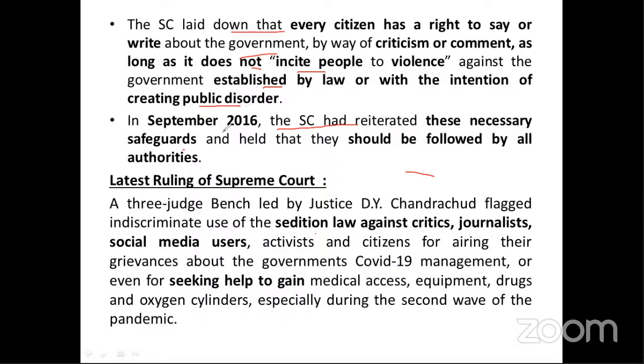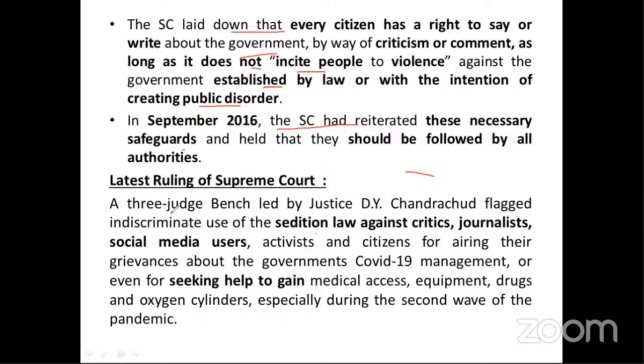Okay. Earlier in September 2016, the Supreme Court again reiterated this necessary safeguard and held that it should be followed by all authorities, whether state government, local government, or central government. Everybody should follow this law. Okay, this law is important for anti-national threats.